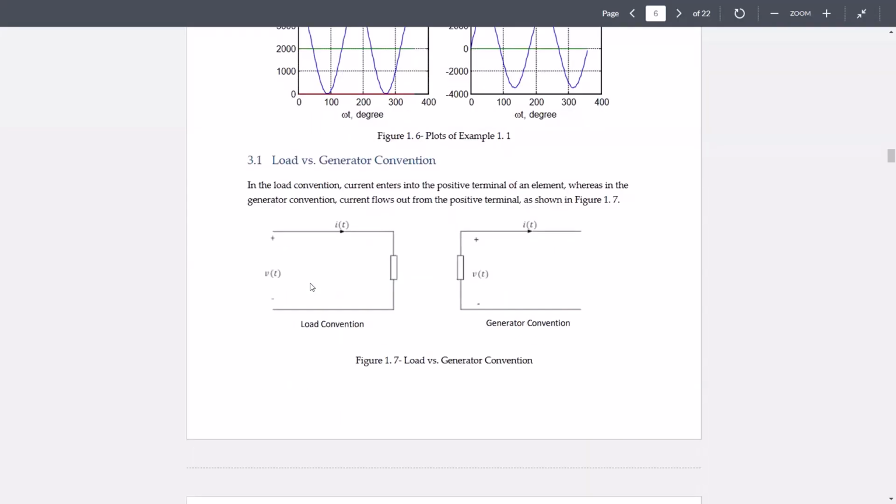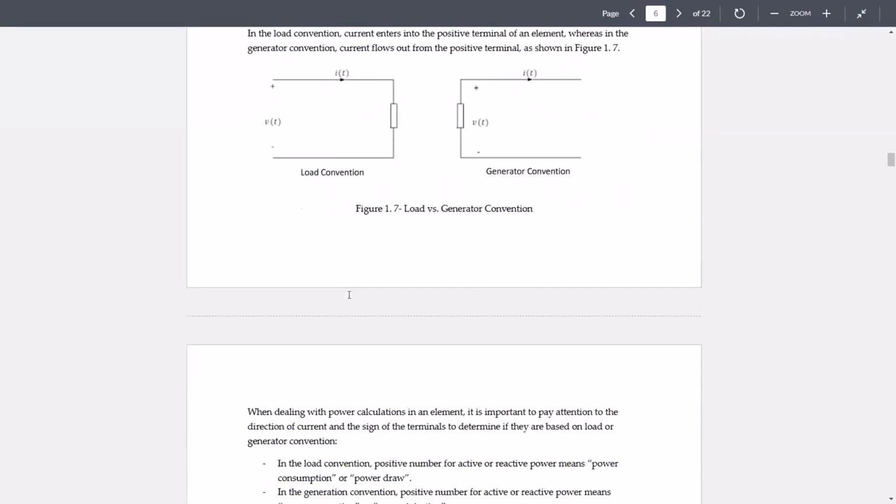Now, I talked about the load convention. Load convention was when you had an element where the current would go into the positive polarity or positive terminal of the voltage. On the contrary, when the current comes out of the positive terminal of the voltage, this is called the generator convention. So keep that in mind. We have generator convention, we have load convention.